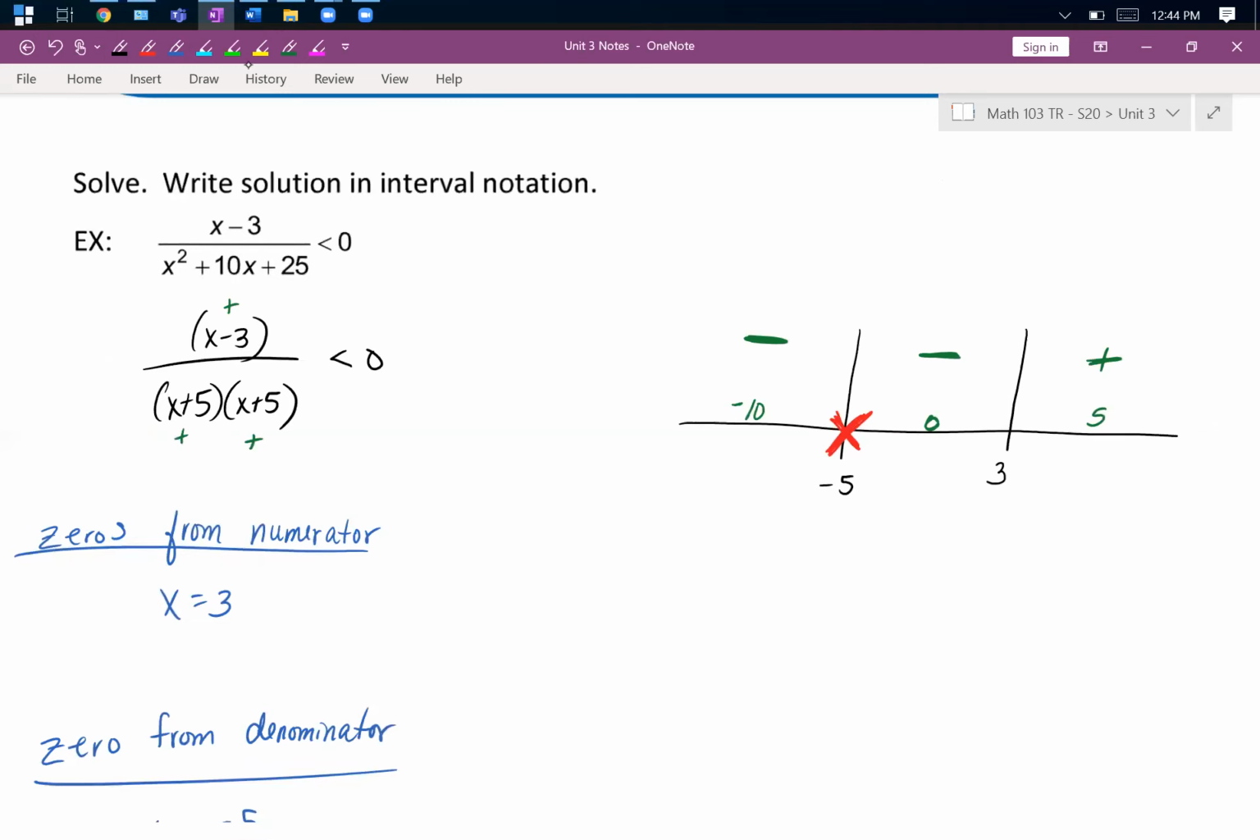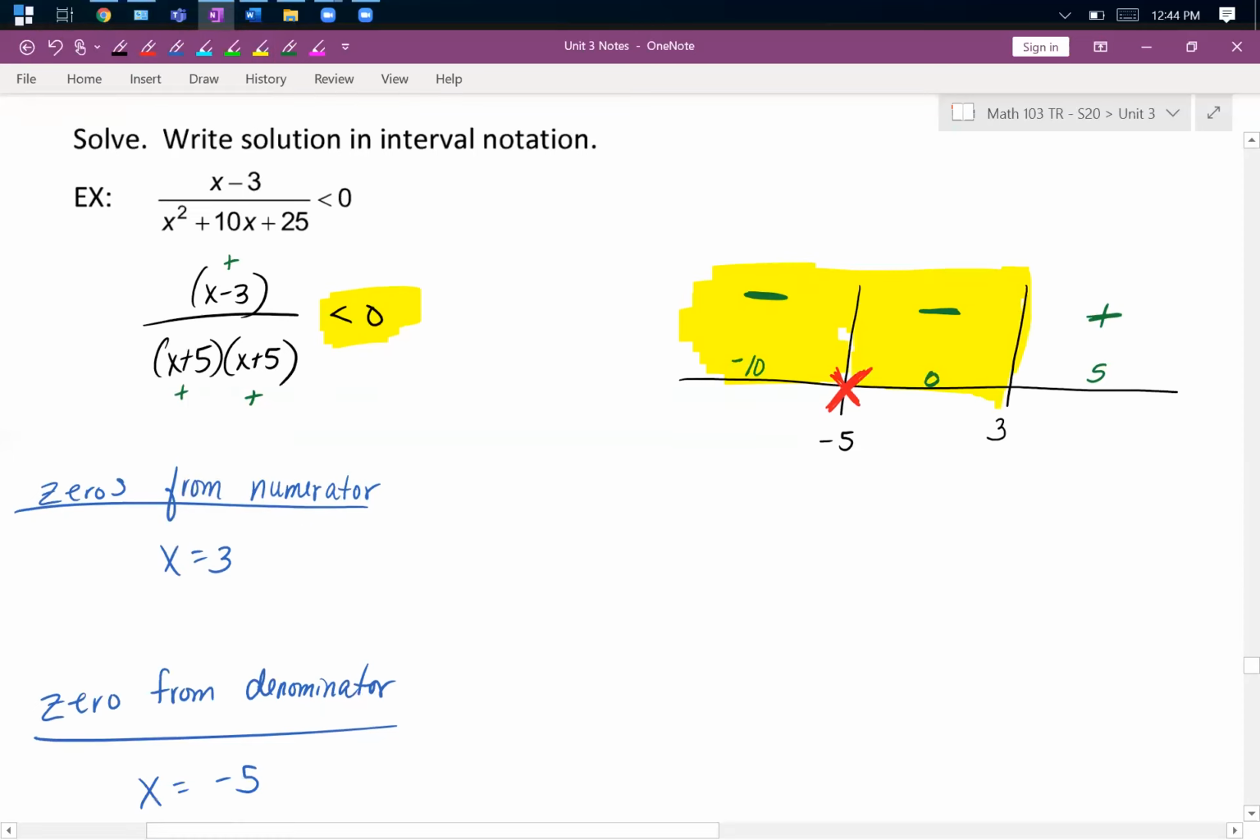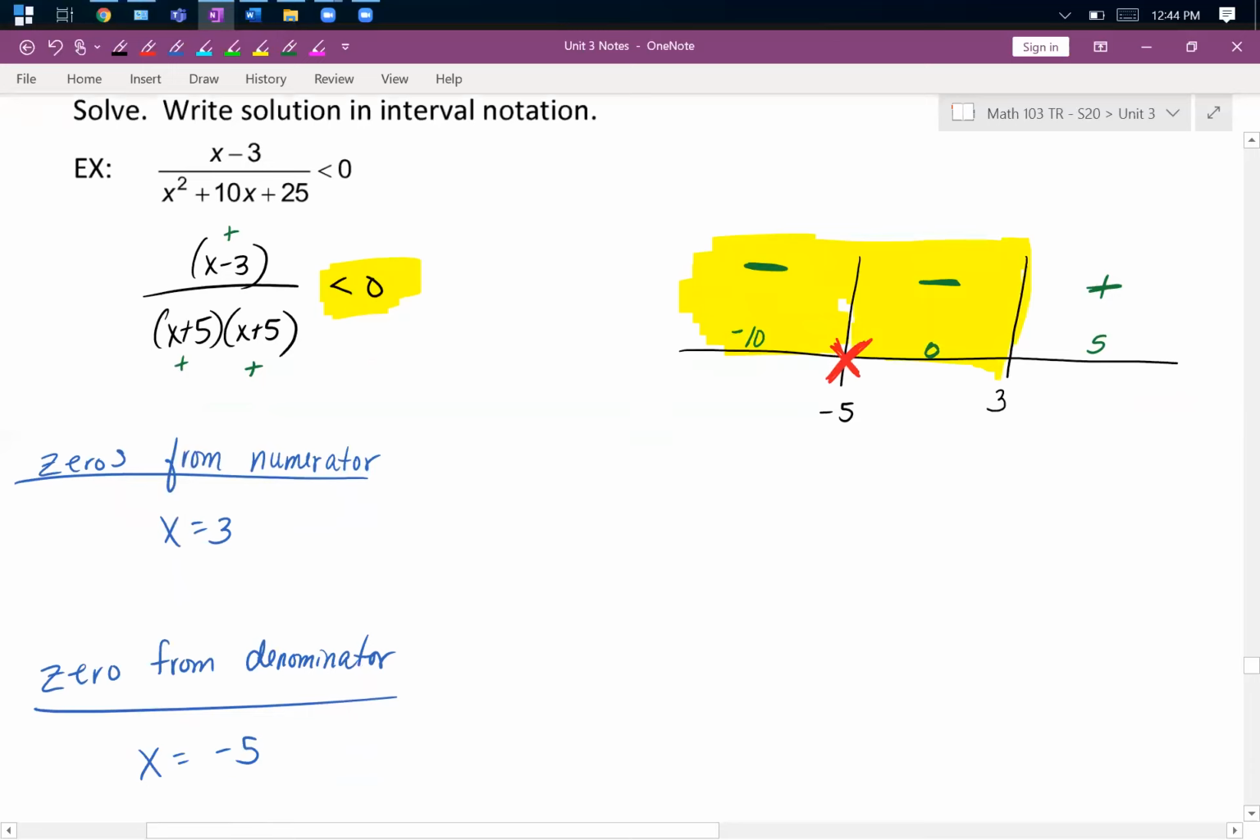Now that we have our sign chart filled in, we're ready to select which intervals are our answer. We're strictly less than 0, so that means we're looking for the negative intervals. And then we need to write it in interval notation. It's a strict inequality, so that means that we are not including our endpoints. What is our solution set going to be in interval notation?